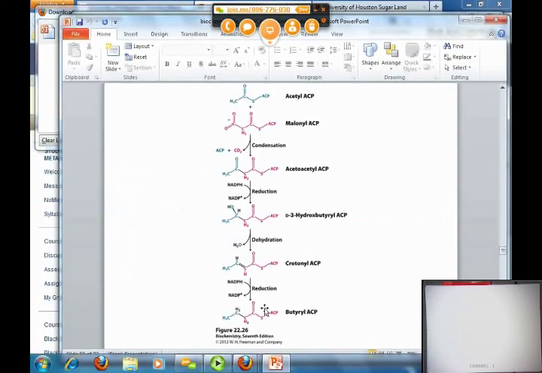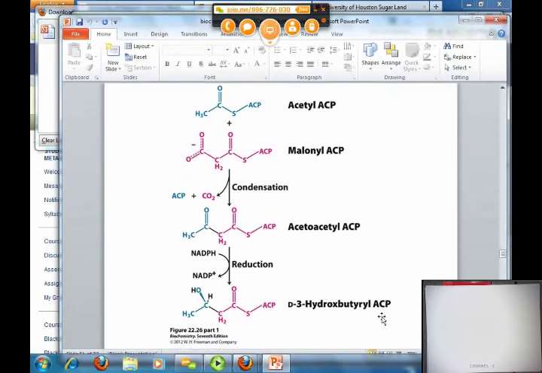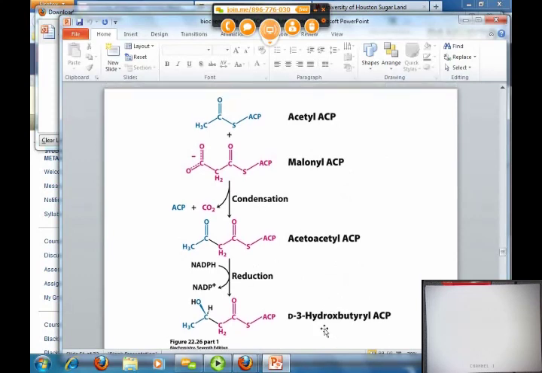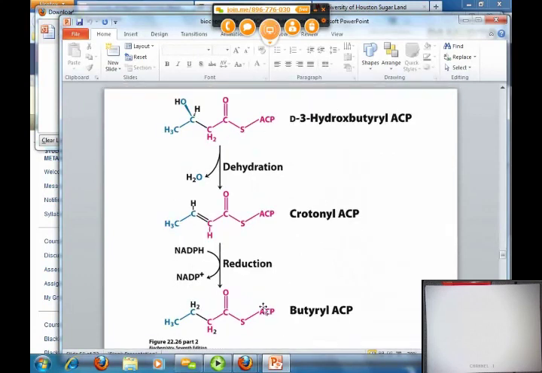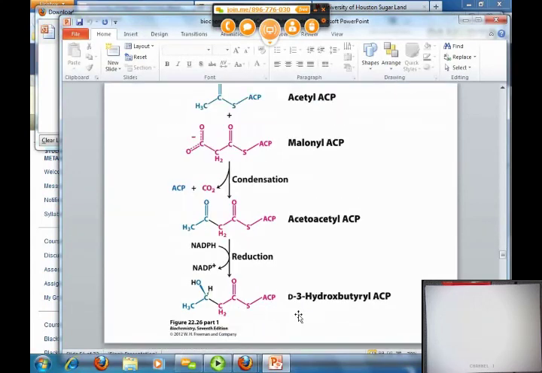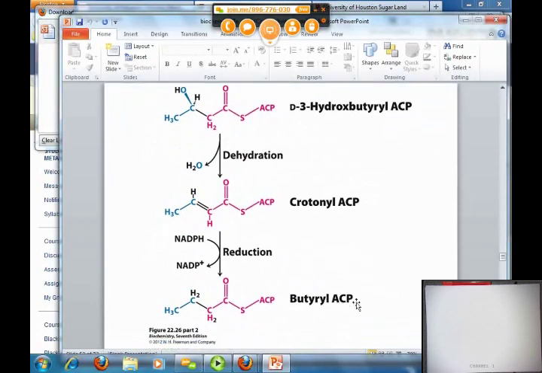This again shows the different steps involved, which I explained earlier: acetyl ACP, malonyl ACP, acetoacetyl ACP, and then hydroxybutyryl ACP. You can see these steps: condensation and reduction, condensation and reduction, and dehydration and a reduction. That's the final step. So these are the 4 steps involved: first step condensation, second step reduction, third step dehydration, fourth step reduction. This is exactly the opposite of fatty acid breakdown, but it is the synthesis of fatty acid.